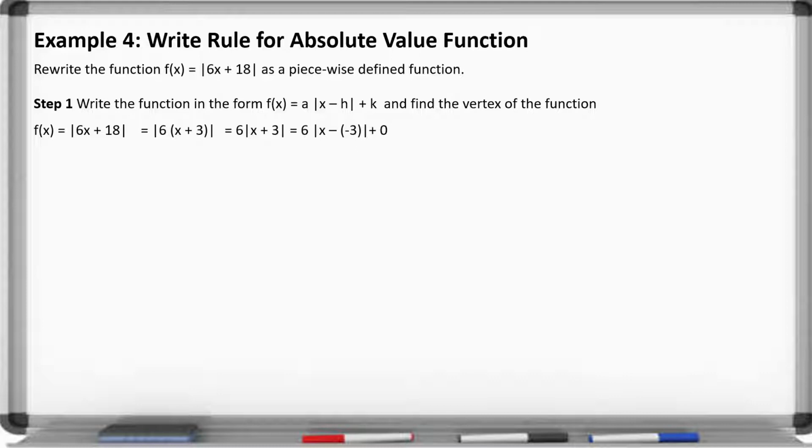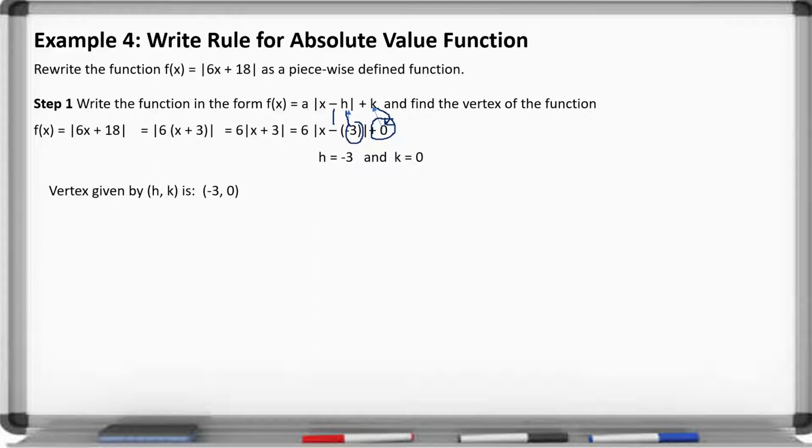So the reason we do that is because now we can identify that's our minus, so that means h has to be negative 3. And then we don't have a number on the outside, so we write it as plus 0, so that we know that that's our k. All right, so that means h is negative 3 and k is 0, which means our vertex is (-3, 0).